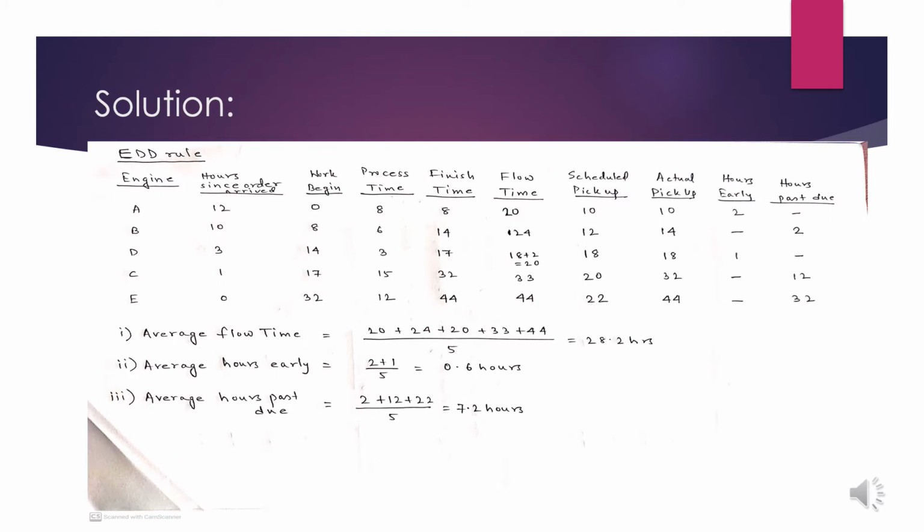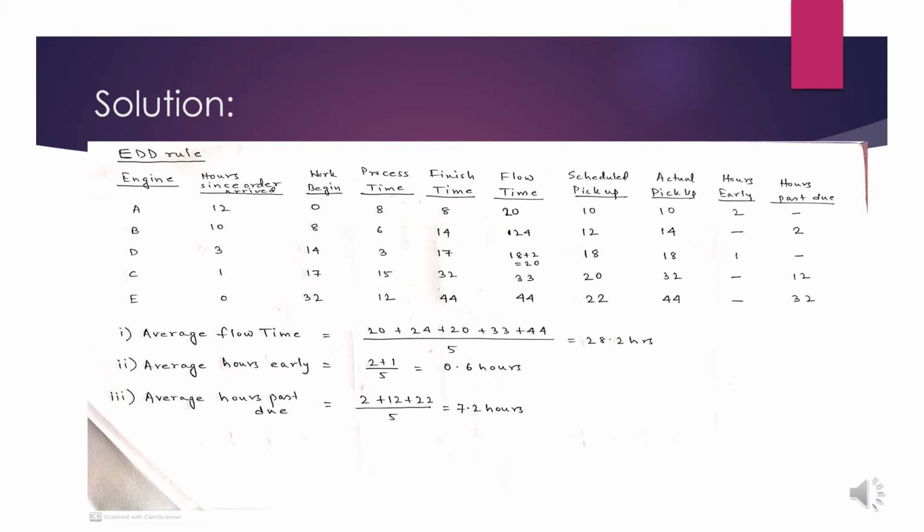Now from the above example we can come back to solving the sum, first based on the earliest due date rule. If we talk about the earliest due date rule, we can see that A has the earliest due date of 10, B has the next earliest due date of 12, whereas D needs to move from the 4th place to the 3rd place as its due date is 18. C will come down as it is 20 and E will stay last as it is 22. Subsequently, we have rearranged the hours since order arrived as 12, 10, 3, 1 and 0.